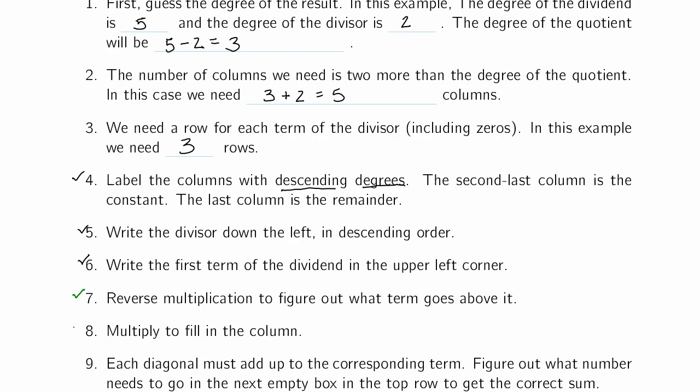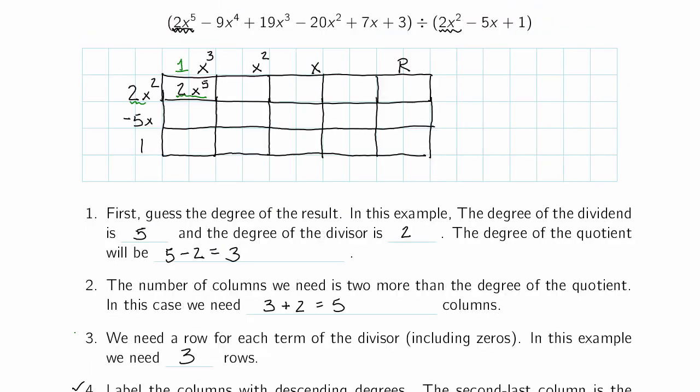Okay, so that was a divide step. Next comes a multiply step. I'm going to multiply to fill in the rest of the column. So my 1x to the 3rd times negative 5x is a negative 5x to the 4th. 1x to the 3rd times 1 is a 1x to the 3rd. Okay, I've multiplied to fill in the rest of the column.